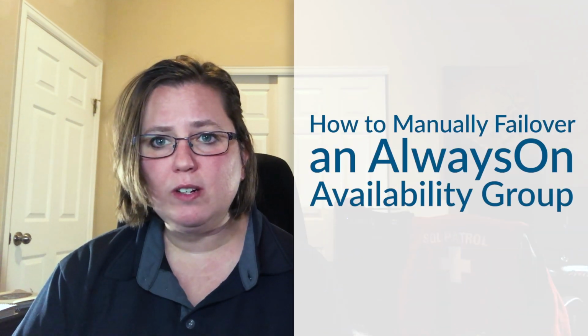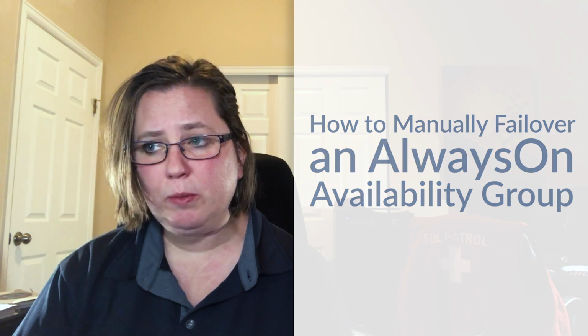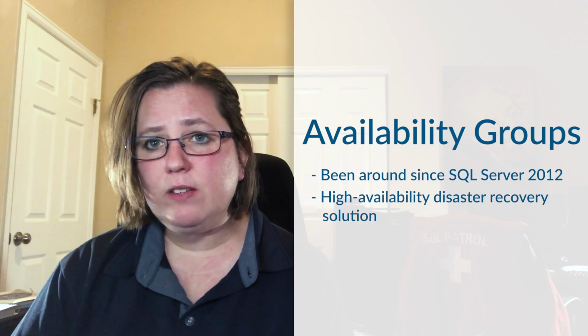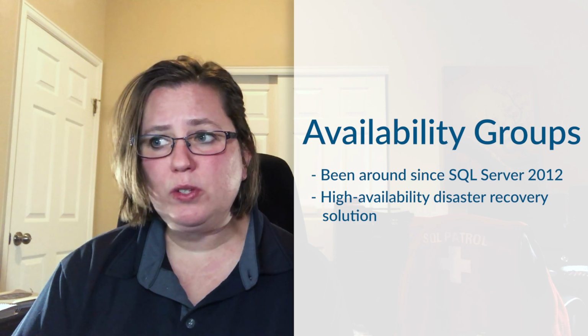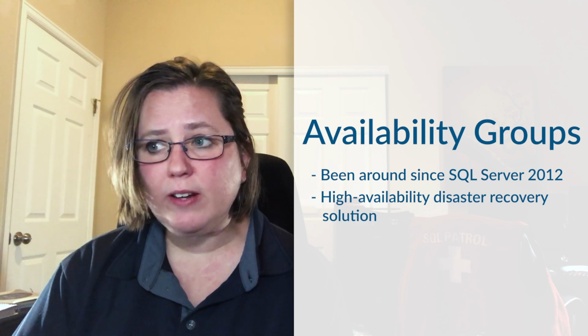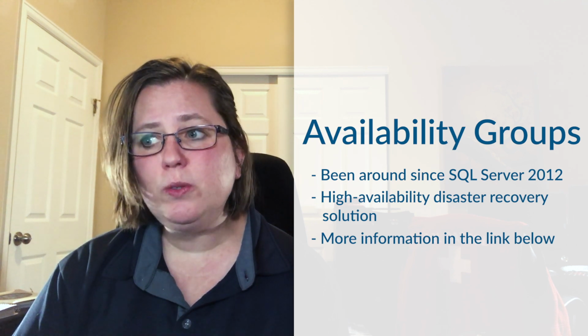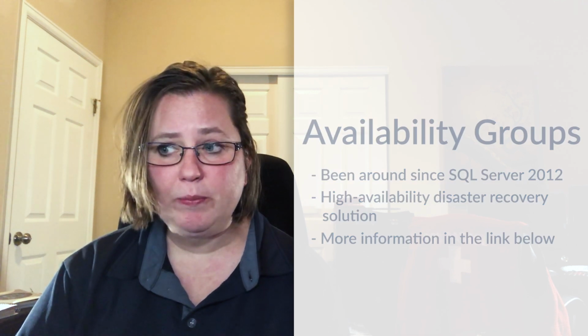Today, I'm going to show you how to manually fail over an AlwaysOn availability group. If you're not familiar with availability groups, they've been around since SQL Server 2012, and they're a high availability disaster recovery solution that replaces database mirroring. For more information about availability groups, please refer to the link that's provided with this video.